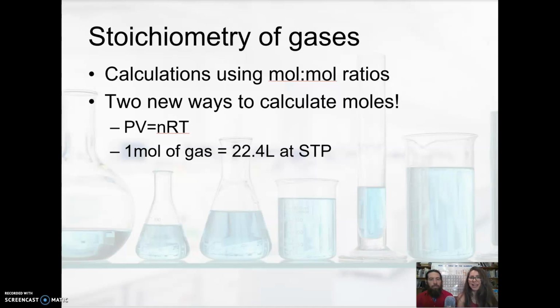Okay, so what's that mean? STP is a set of conditions, standard conditions, so that we can speak about different reactions at STP, and we can compare results knowing that they were done at the same conditions. Standard temperature and pressure is what it stands for, and the temperature is 0 degrees Celsius and the pressure is 1 atmosphere. So at those conditions, any gas, doesn't matter what gas it is, will occupy 22.4 liters.